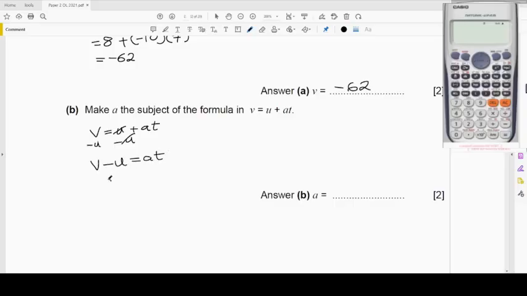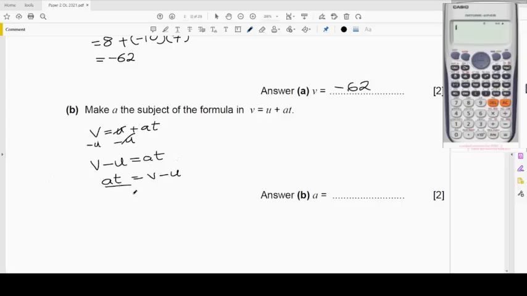And I can always rewrite this as AT is equal to V minus U. So if this is equal to that, obviously then this is equal to that. And then we want A to be alone. That's what it means to make A the subject of the formula. You want A to be isolated on one side and all the other terms on the other side. So there must be only one A appearing. So sorry, not dividing by A.